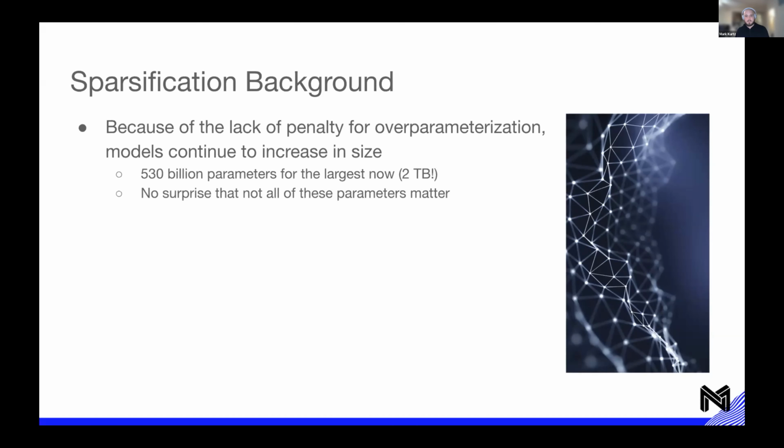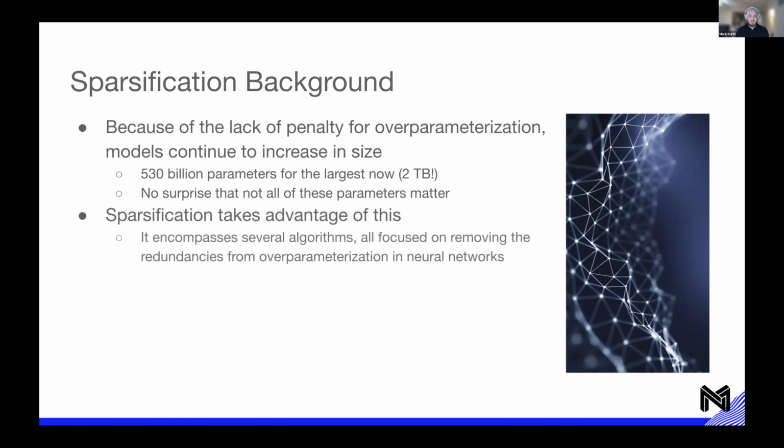And it's no surprise that given all of those parameters, not all of them actually matter. So this is where sparsification comes in. It actually takes advantage of this fact. Sparsification encompasses several algorithms, all focused on removing the redundancies that come from over-parameterization in these neural networks. As we make these networks bigger and bigger, it makes sense that we don't need all of those in there, and sparsification is taking advantage of that.